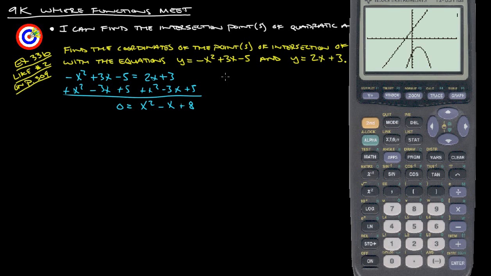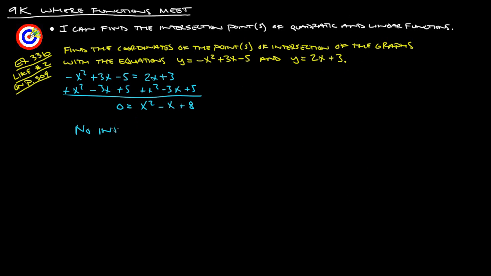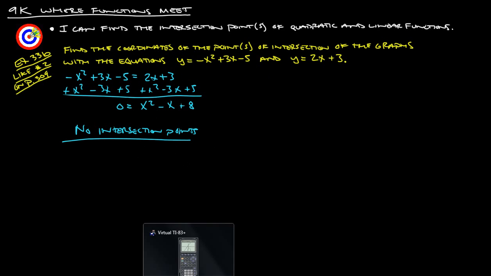So there's the first one. There's our y equals negative x squared plus 3x minus 5, and then there's y equals 2x plus 3. And this one here is going to give us no intersection points. So find the coordinates of the point of intersection: no intersection points. Okay, so that would actually finish you off for this problem here.